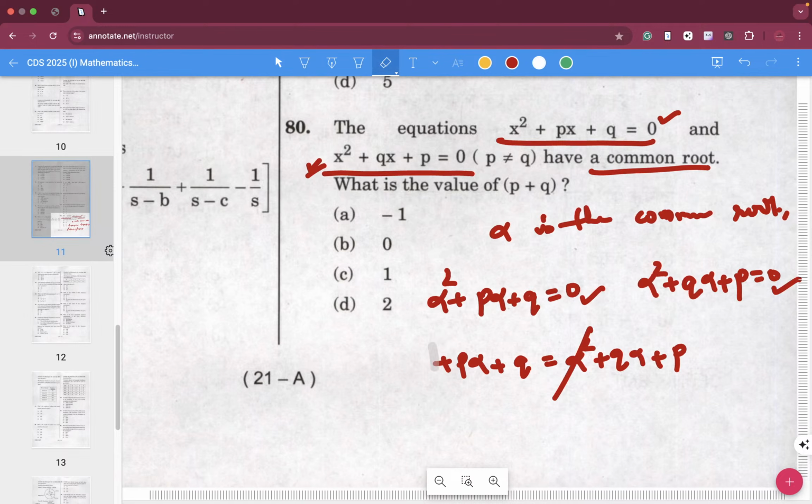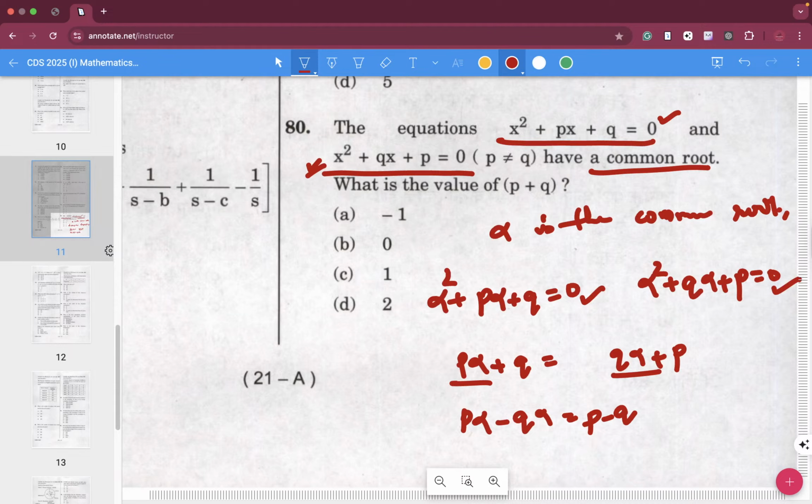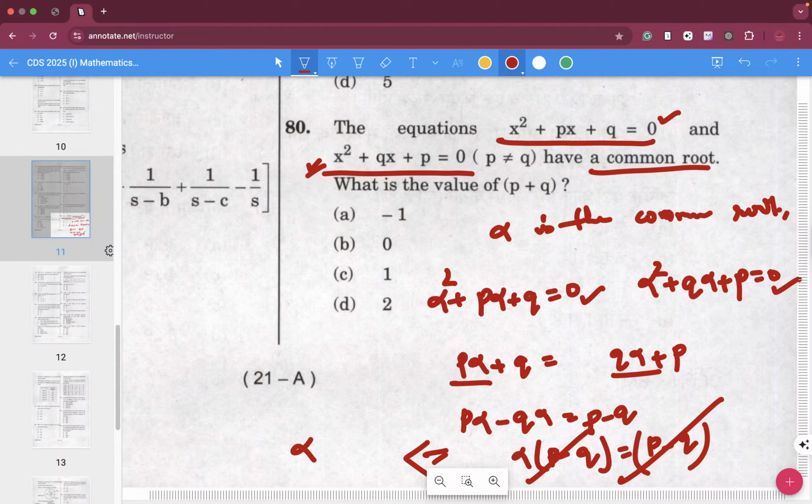So we can simply write it like this. Now you see over here you have p alpha and q alpha. So can I take p alpha and q alpha on one side, and p and q on the other side? So p minus q, alpha is equal to p minus q over here. So this p minus q is gone. So what does it mean? It means that alpha is equal to 1.